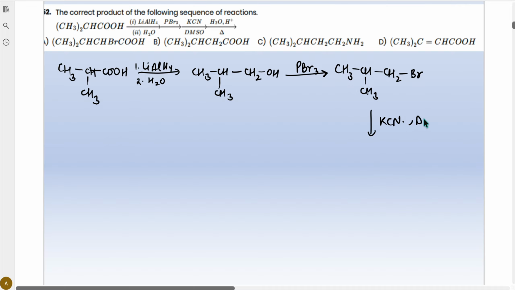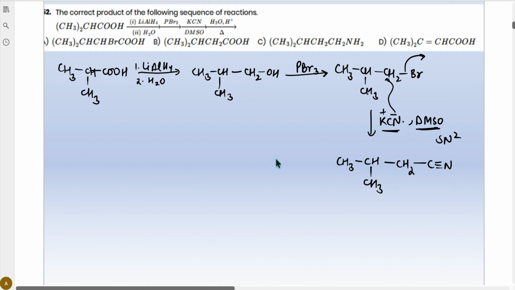KCN in DMSO. DMSO is a polar aprotic solvent, and KCN will attack by SN2 mechanism. It will attack on this carbon and Br is removed. So this is an SN2 attack. Try to see. So answer should be CH2, Br is removed, cyanide will come.